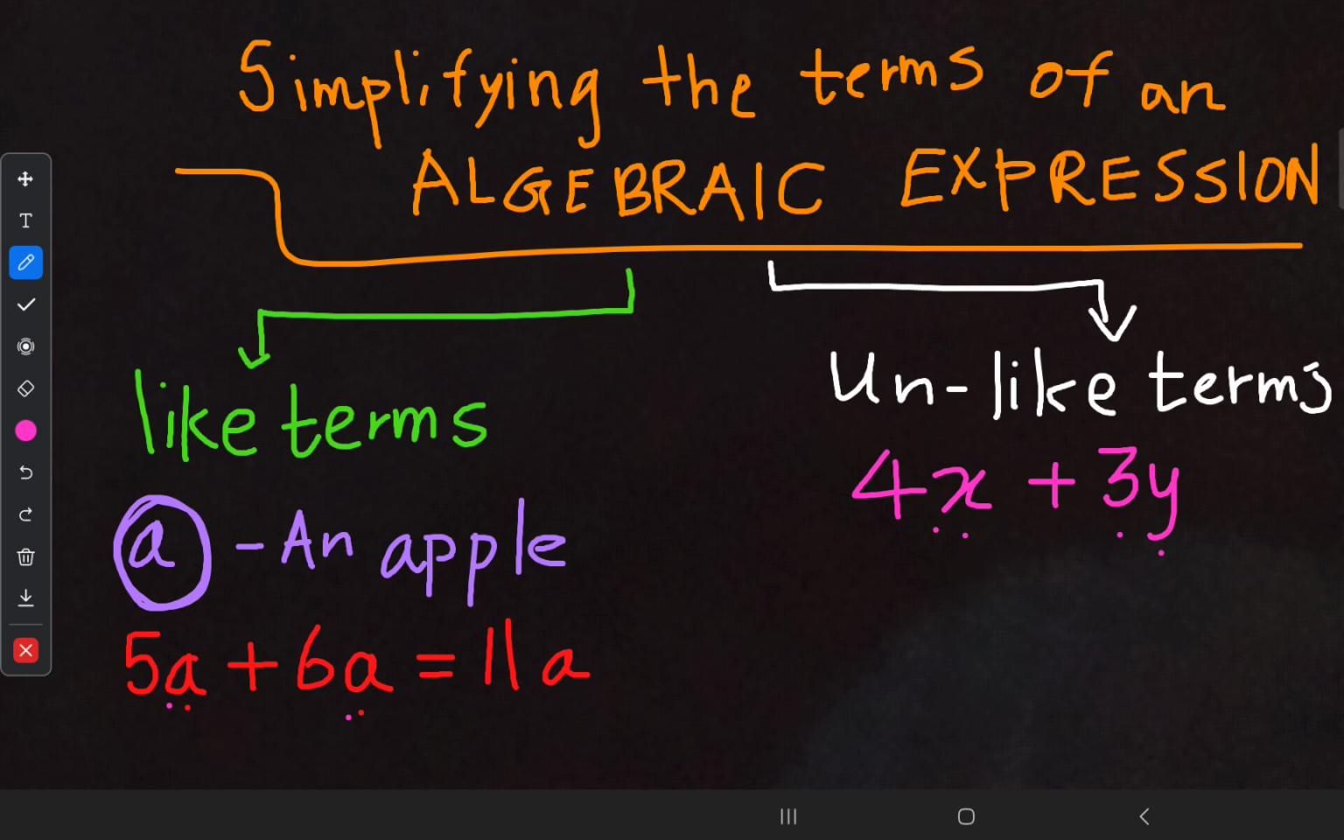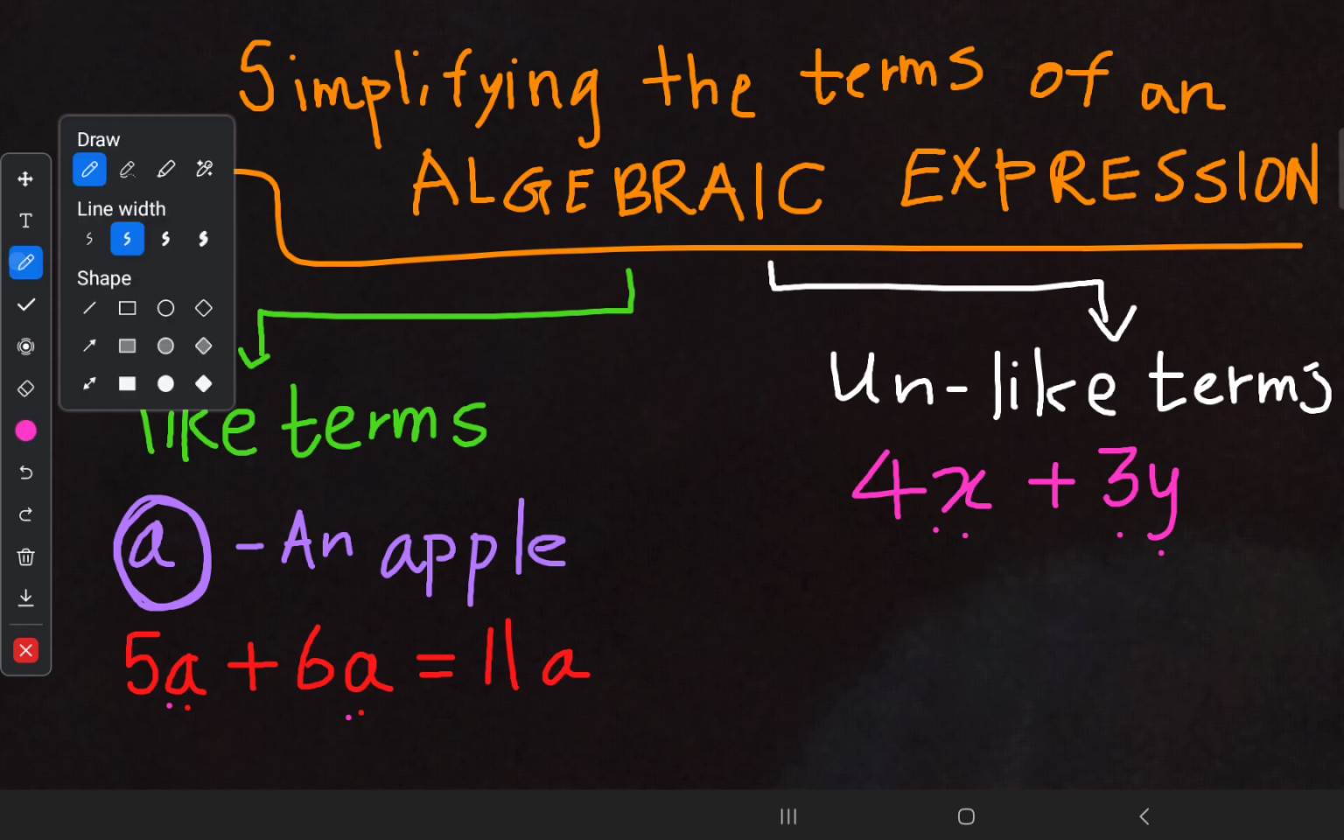Unlike terms means the terms which have different variables, because there is no relationship between x and y. We don't know what the relationship between x and y is, so we cannot add these two. Some of you did something like this. When we correct your papers, we see this kind of comedy of errors. Some people will add 4 plus 3 to get 7xy. But this is not the exact answer for this question.